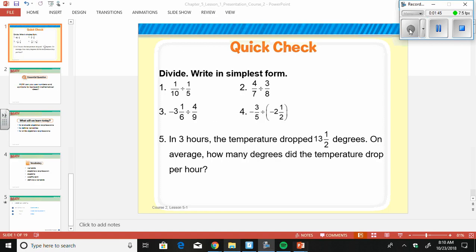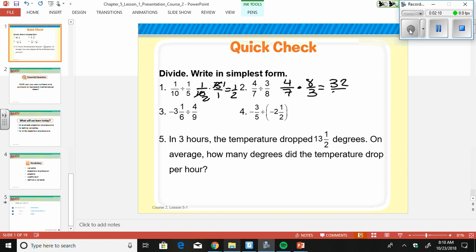Getting started with our quick check here, divide, write in simplest form. So 1/10 divided by 1/5. Remember, when you divide by a fraction, you have to multiply by its reciprocal. So we have 1/10 times 5/1. We'll cross reduce, and we'll get 1/2. 4/7 divided by 3/8 becomes 4/7 times 8/3. Nothing to cross reduce, so we end up with 32/21, or 1 and 11/21.